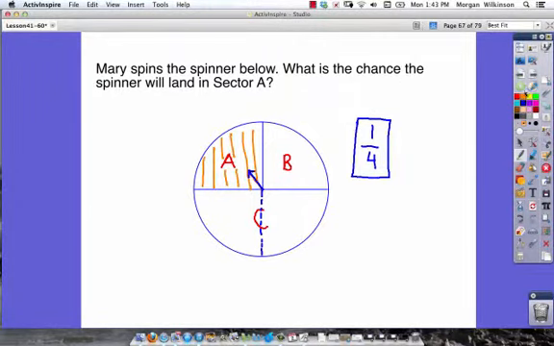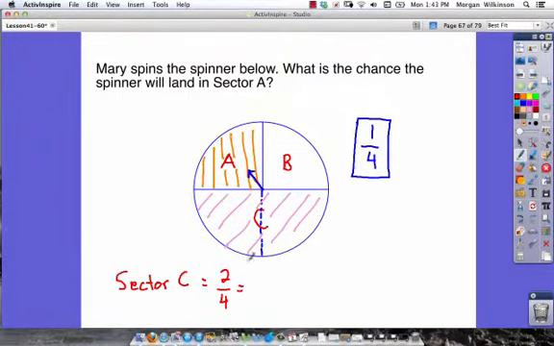Now, let's say in this problem, we wanted to land in sector C. Sector C, you can see, contains everything on the bottom. Sector C is 1, 2 out of our 4. So sector C would have to be equal to 2 out of 4, which is the same thing, as we can see, as 1 out of 2 when we divide both of those numbers in half. So we've got our final answer. Sector C would be 1 out of 2.